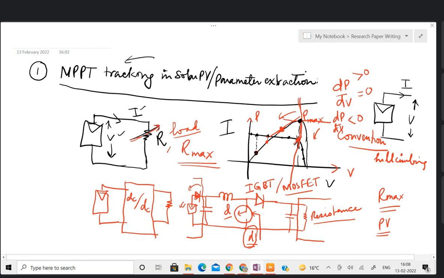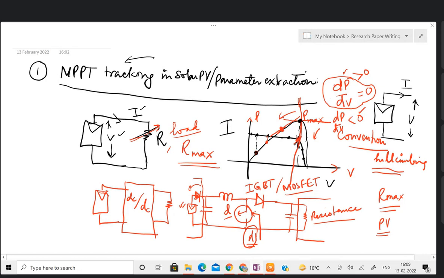In both the cases, here and here, we won't be getting maximum power until we get dP by dV equal to 0. So this is how the hill climbing method works. It tries to find out this dP by dV.